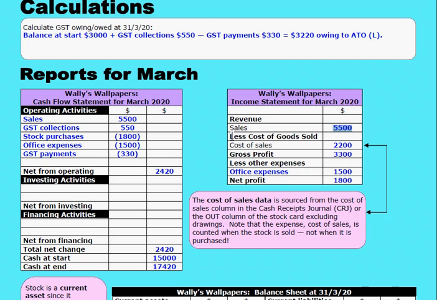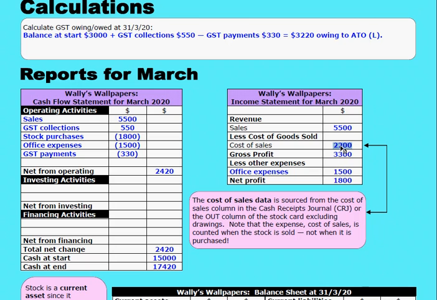The next subheading is unique to a trading business, less the cost of the goods sold. Goods is just another word for stock. Less the cost of the stock that's been sold. So we count the cost of sales, the cost of the goods sold when they are sold. So this cost of sales figure here, $2,200, is the cost price of the stock that was sold during March.